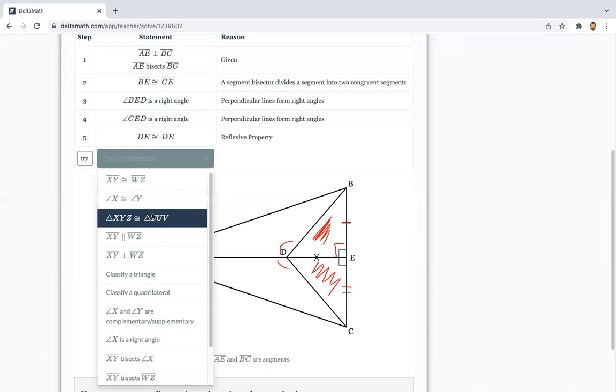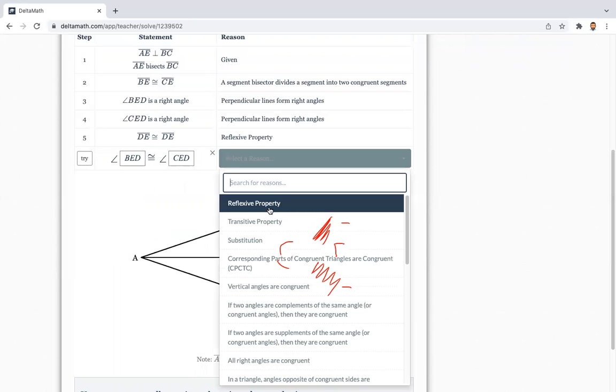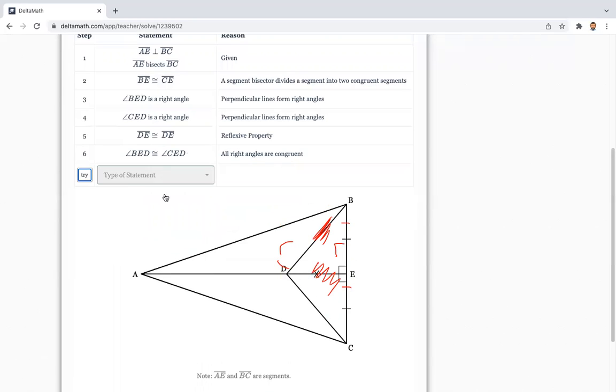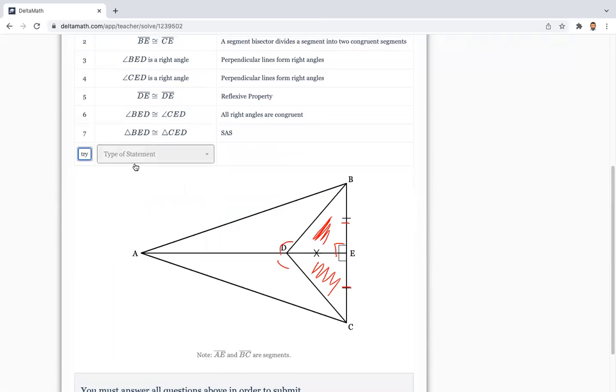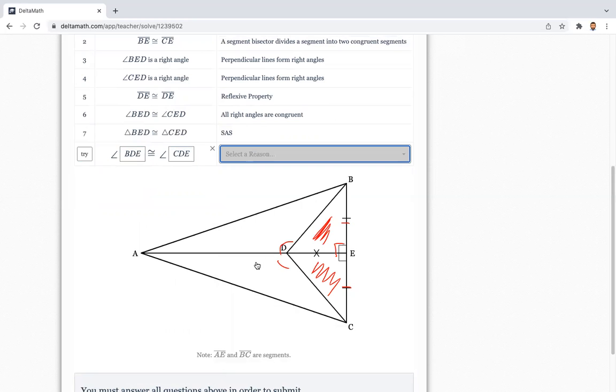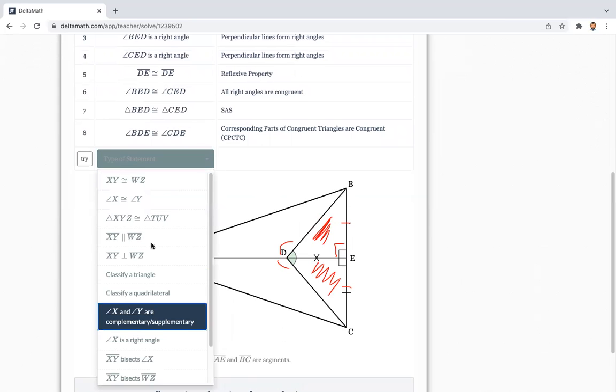Okay, so now I can say that those two triangles are congruent. Triangle BED is congruent to CED by side angle side. We've not proven enough sides or angles are congruent. Oh, because I did not state that angle BED is congruent to angle CED. All right angles are congruent. Then I can say BED and CED by side angle side. Then I can say that those two angles, BDE and CDE, are congruent by CPCTC.